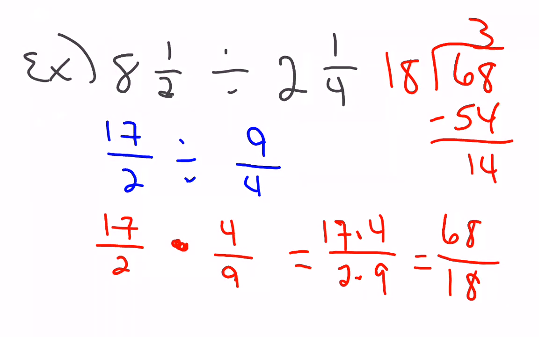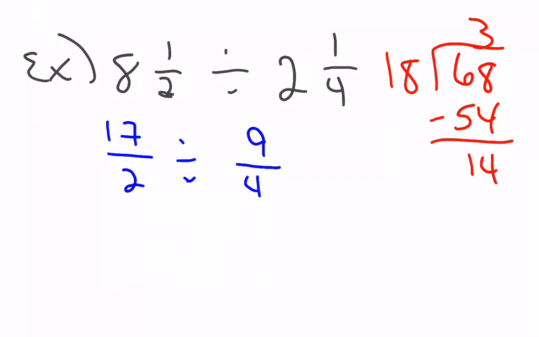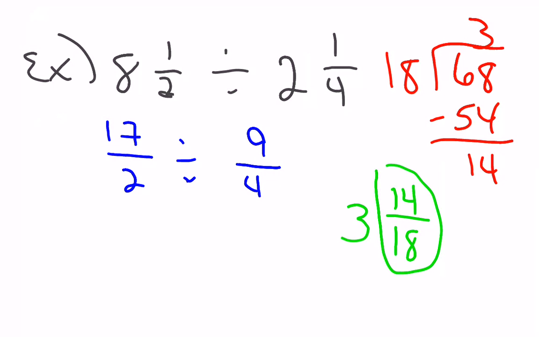Let me erase some of this so we have some room. So what do we have? 3 is going to be our whole number, and then we have 14/18. Now that's totally fine, except we have to see if this can reduce any. So it looks like 2 could probably go into both. So 14 divided by 2 is 7. 18 divided by 2 is 9. So our answer is 3 7/9.